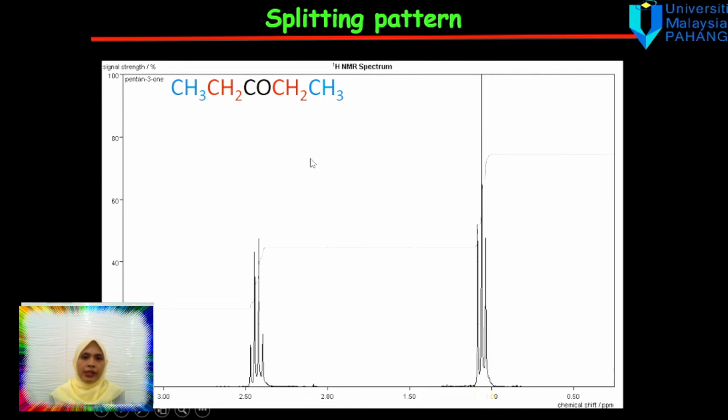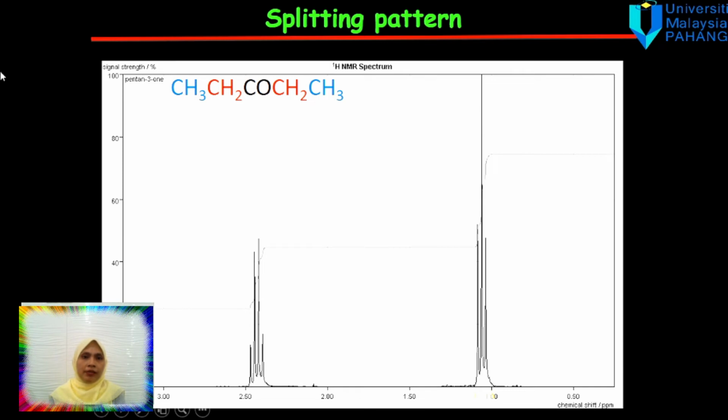In this example, we see a symmetrical molecule which has 2 different environments, and how can we identify the splitting pattern for this signal? For this signal, we have to refer to the neighboring protons on both sides. On this side, is there any neighboring proton? No. On the right side, they have 2. So use the n plus 1 rule. 2 plus 1 becomes 3. The splitting pattern for this signal, CH3, is a triplet.